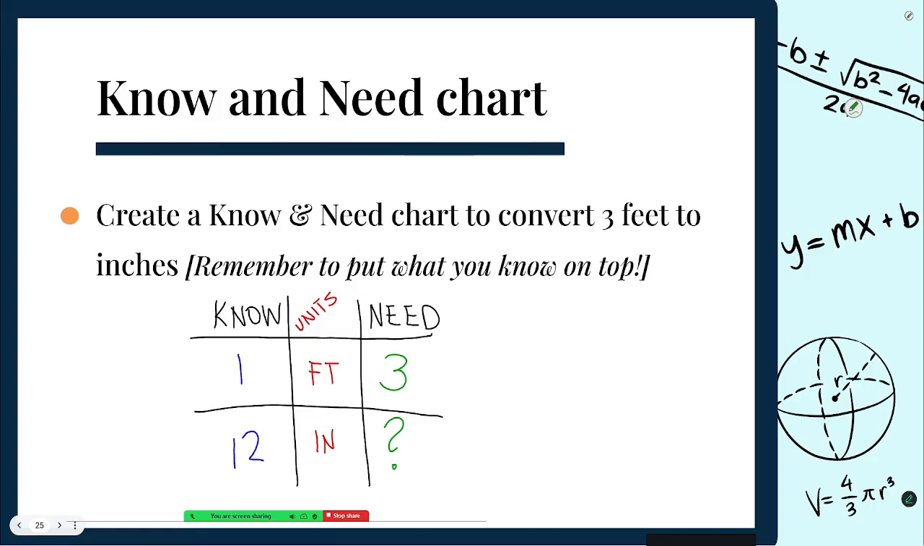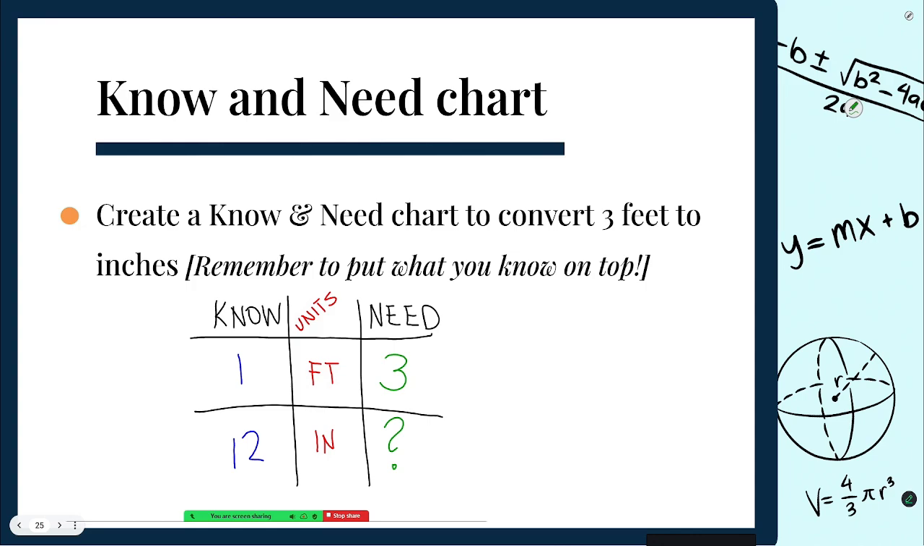What we're doing is we're putting what we know on top. We know the feet. That's what we're working with. Convert 3 feet. So we know 1 foot, and we have already 3 feet, I should say. And then underneath, we know that 12 inches are in 1 foot. So how many inches are in 3?